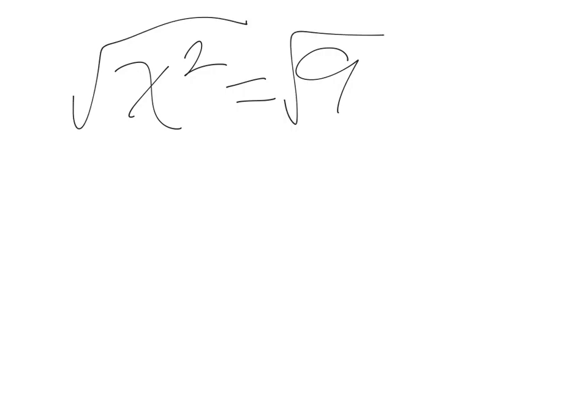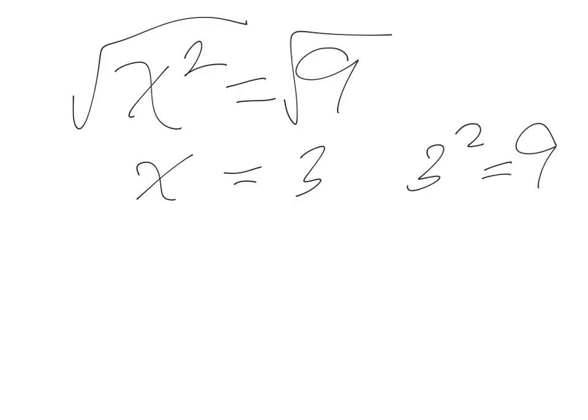Let's take a look at the problem x squared equals 9. To solve this for x, we would take the square root of both sides, and what you would initially seem to think would be that x equals 3, because 3 squared equals 9. But there's actually another answer, because negative 3 squared equals 9.